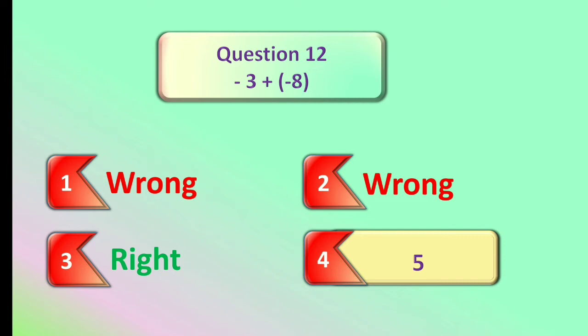Minus 3 minus 8 will give you minus 11 as both numbers have same sign. After adding, it will give you 11 as sign of greater term. So minus 11. Minus 11 will be the right answer.